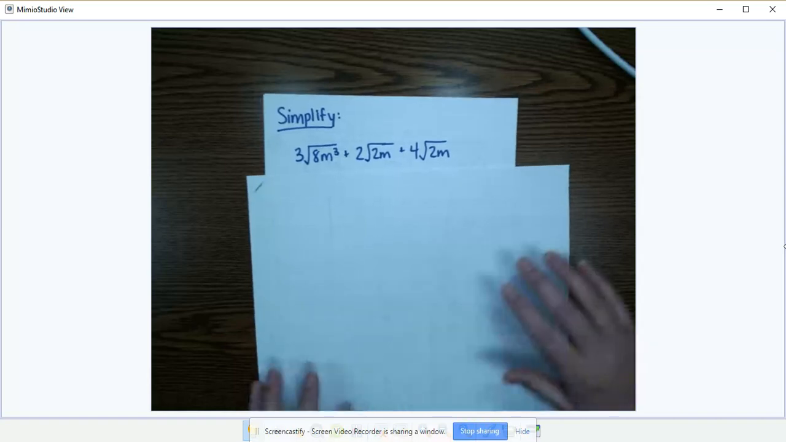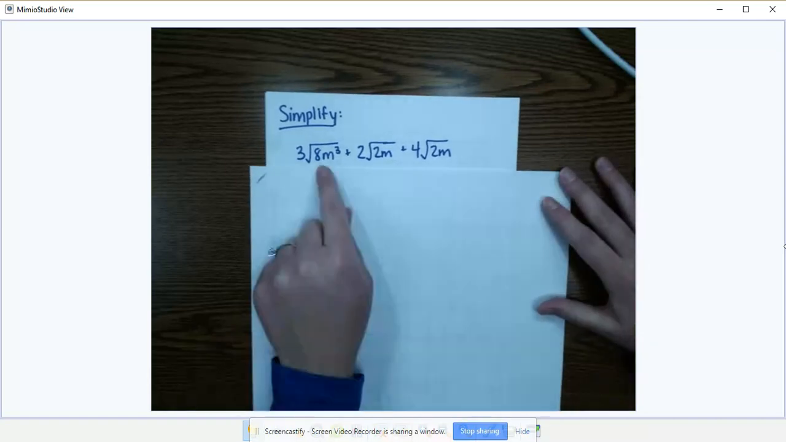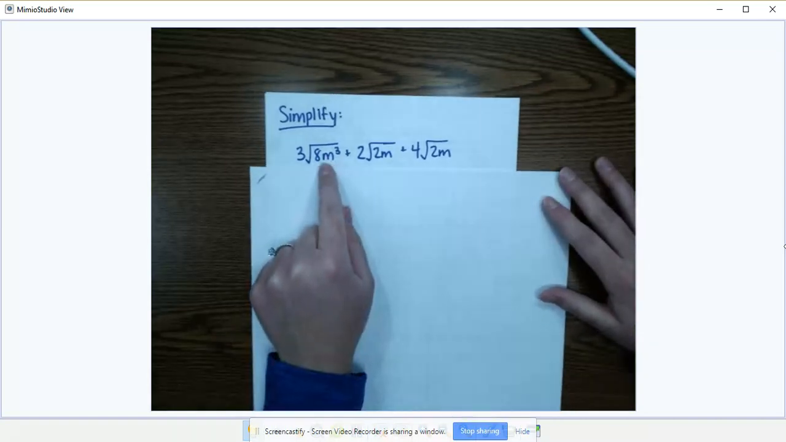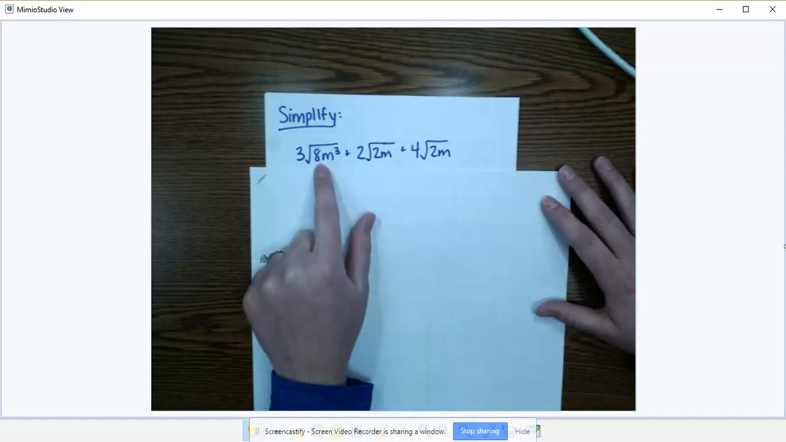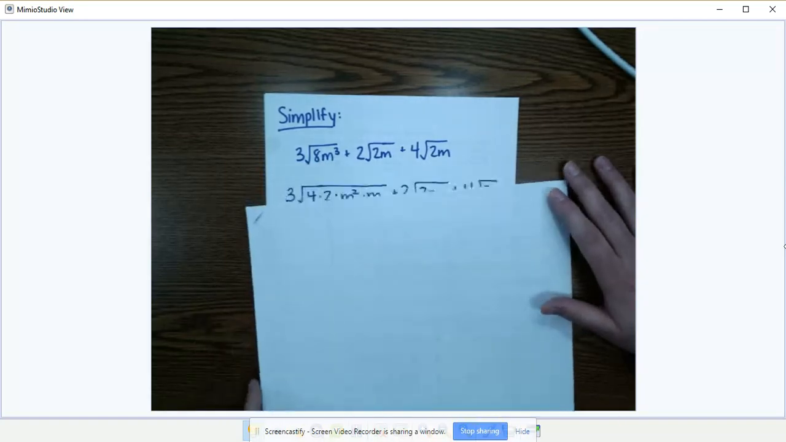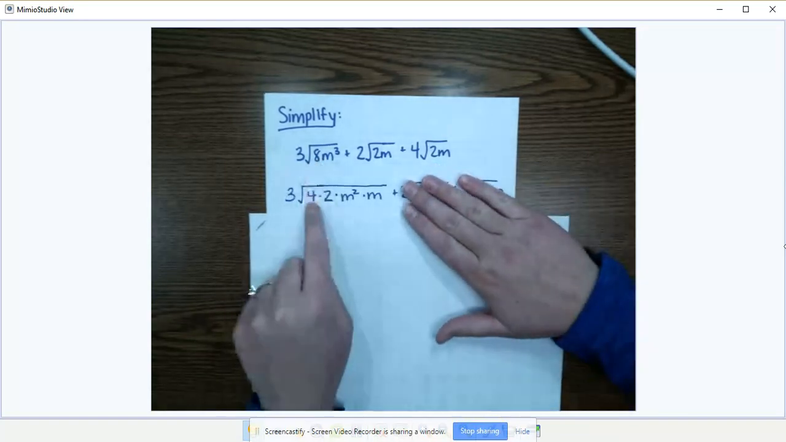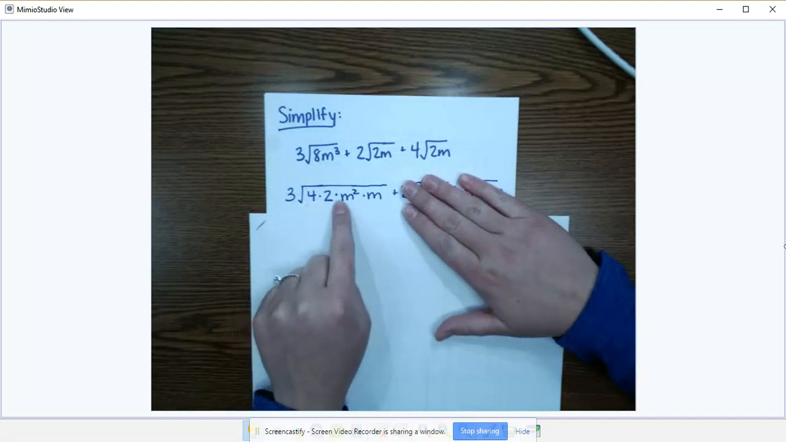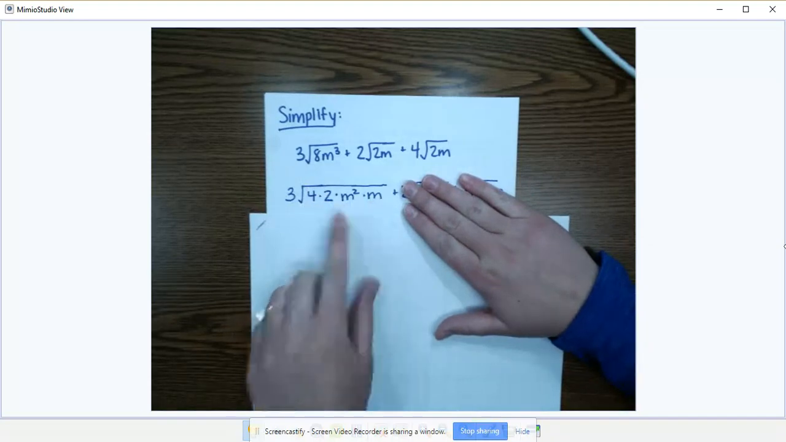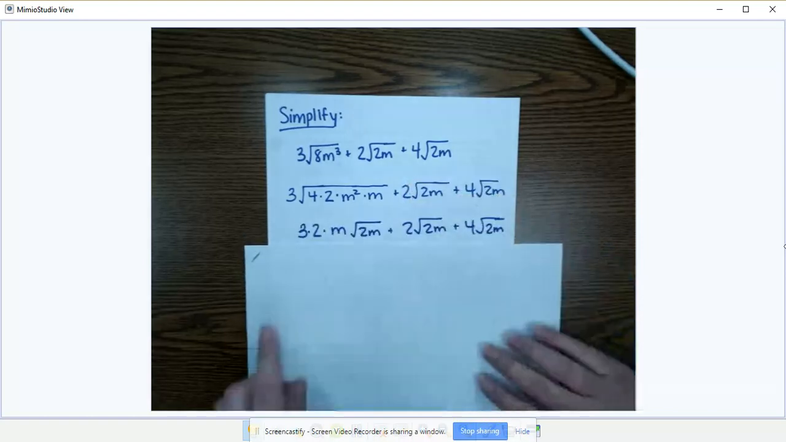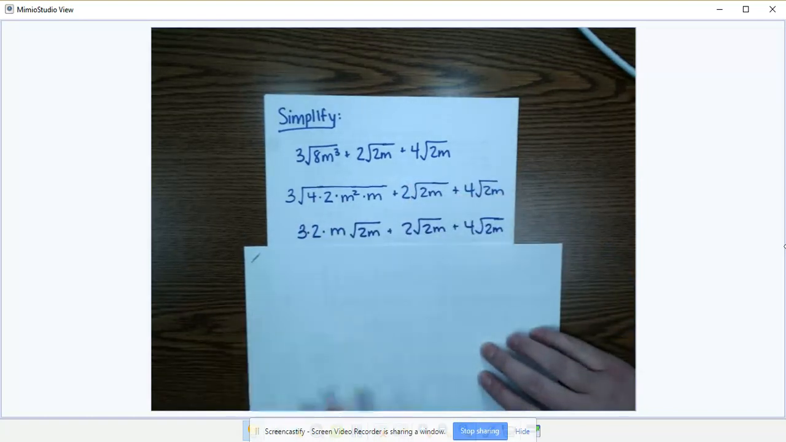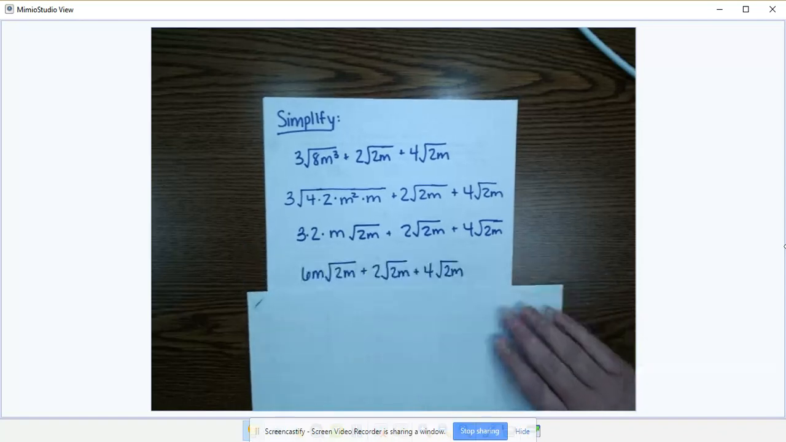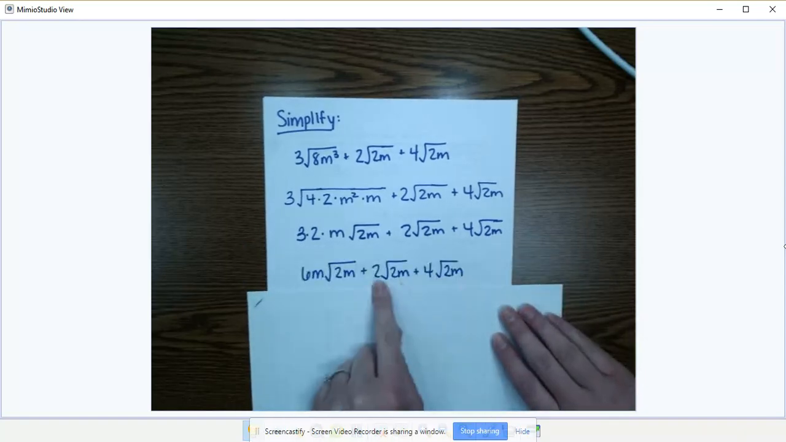Okay, here is a little lengthier example. Sometimes we need to simplify before we go and combine. So these two terms are the same. We could automatically write that as a 6 root 2m, but this needs some simplification. Just like we did the other day, we're going to break this into root 4 times 2. There's an m squared and an m. With that in mind, the square root of 4 is 2, the square root of m squared is m, so we have a 6m root 2m, and then these two terms still.